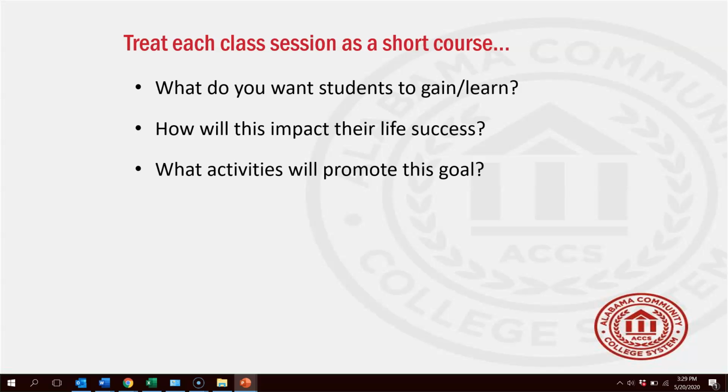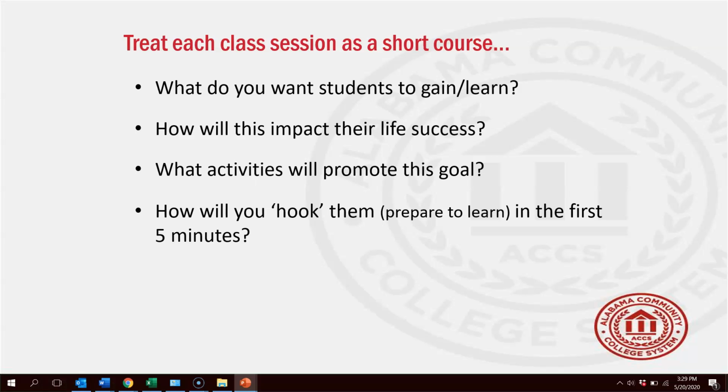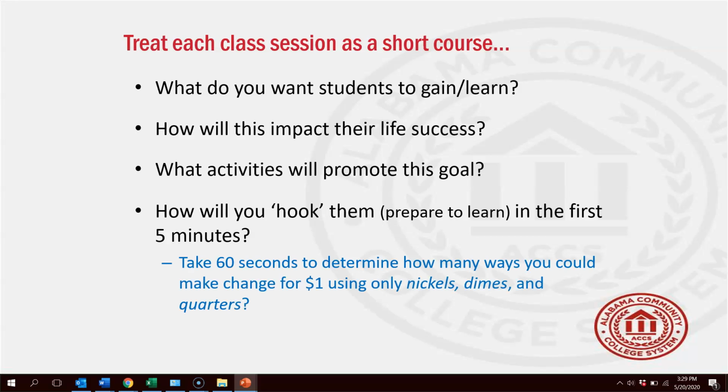And then, what activities are going to be used to promote this? Notice the word activities. It didn't say, what am I going to say to promote it? What are they going to do to promote this goal? And the most important one: how are you going to hook them? You've got the first 5 minutes. How are you going to hook them on this particular lesson, that it is relevant and it's something they need to know that'll help them in life? How are you going to do that?